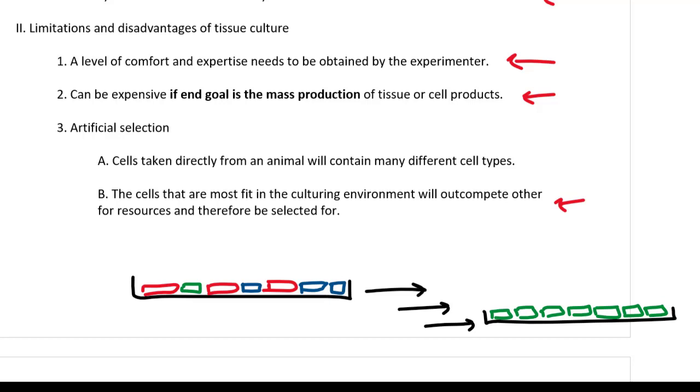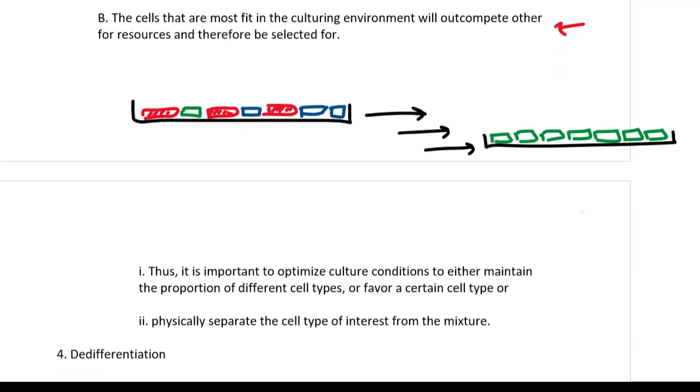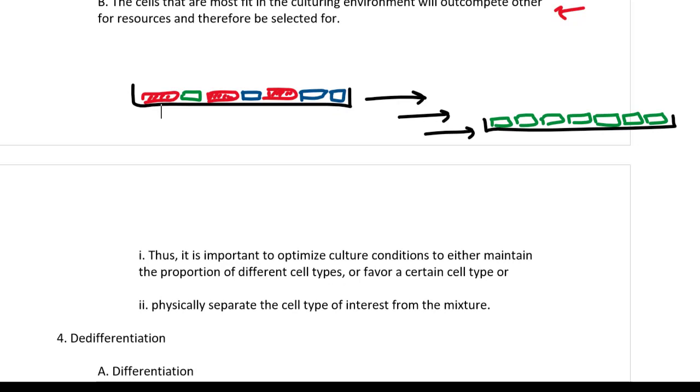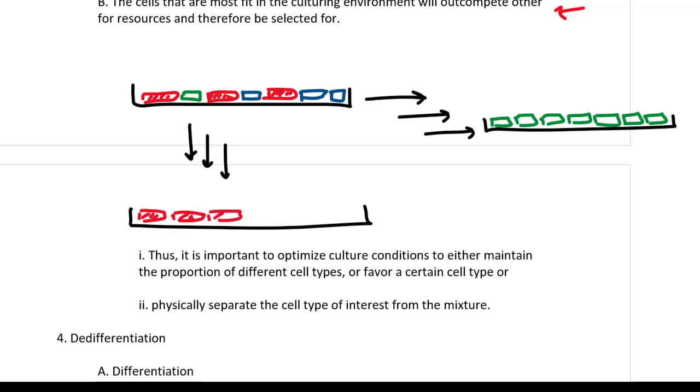But what if I don't want the green cells? I actually want the red cells. Those are the cells that I want. So I have to create an environment that favors the red cells over the green and the blue cells, so that when I passage them, then if my solution and the conditions that I'm keeping the cells in favor the red cells, what will happen is, after those many passages, I will only have the red cells in my culture. We'll say this is the first one, condition 1, and condition 2.